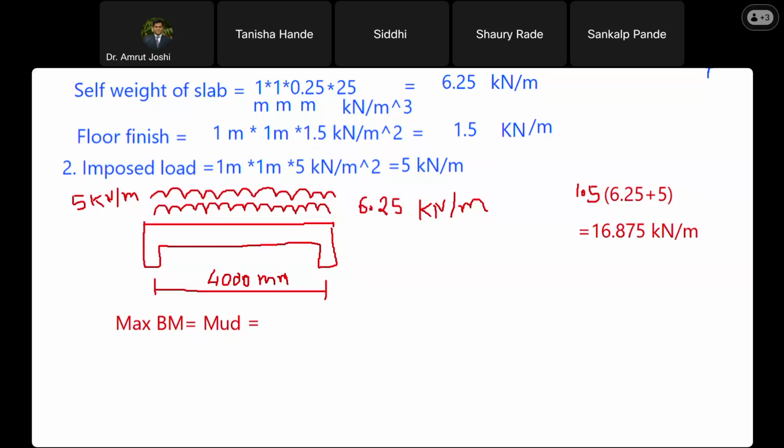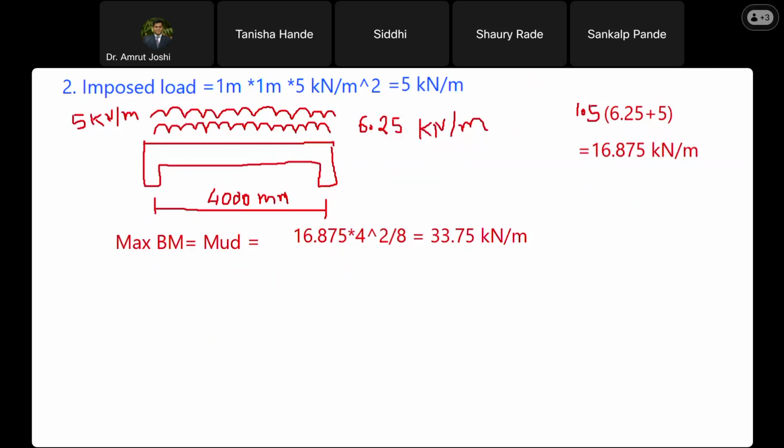So 16.875 into 4 square by 8. So I will get the moment in kilonewton meter. Can you tell me how much is the moment in kilonewton meter? It is coming as 33.75 kilonewton meter. Happy? Yes, sir. Are you with me? Yes, sir. Great. So this is the moment.